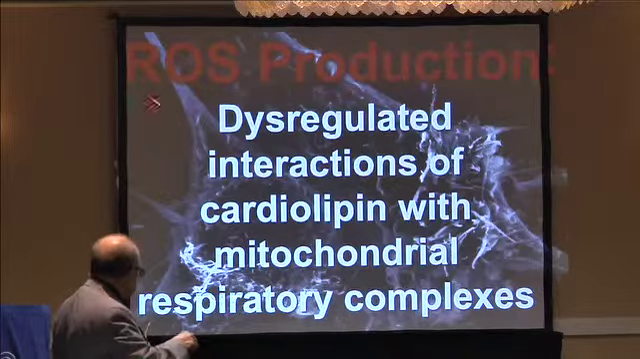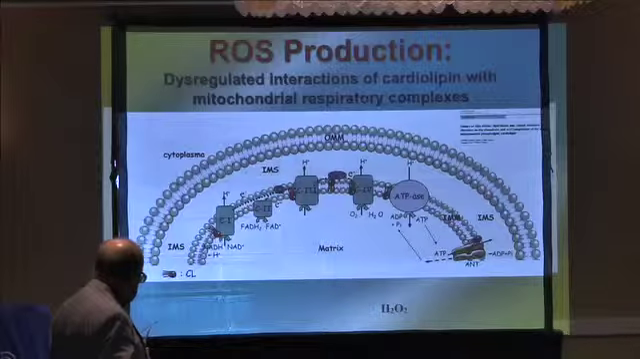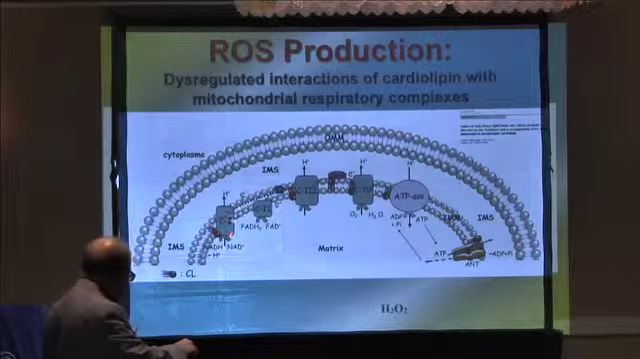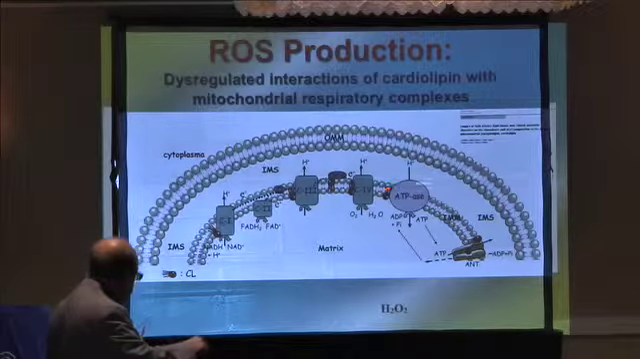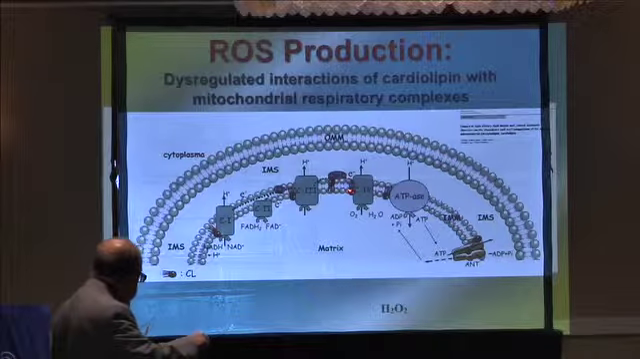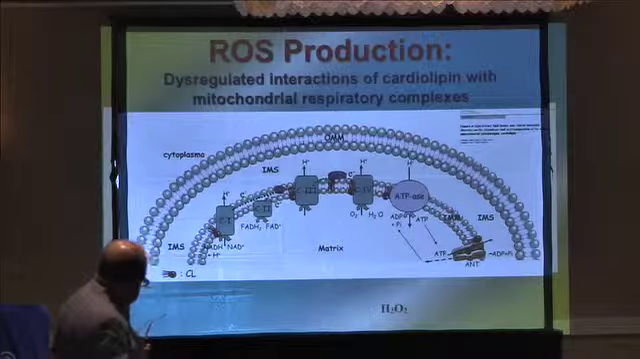You can expect that in mitochondria with dysregulated interactions of cardiolipin with major mitochondrial respiratory complexes, you will have what is called ROS production. What exactly ROS, and what do I have in mind? If these are cardiolipin and these mitochondrial respiratory complexes, 1, 2, 3, 4, you can see that cardiolipin is essentially present in all of them, and it's essential for their normal function.